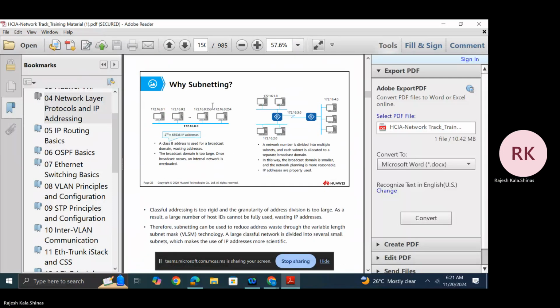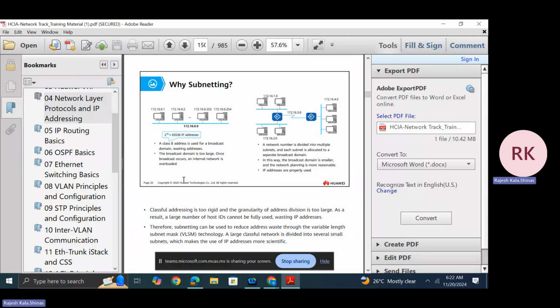Subnetting. Why do we need subnetting? The main reason is to avoid wastage of IP addresses. See, for a Class B network we have 2 raised to 16, about 65,530 IP addresses, but we don't have that many hosts, which means that many IPs are getting wasted. And broadcasting is also more, because with this many hosts each host will broadcast, and the broadcast messages will be too high, and the network bandwidth and traffic will be affected.